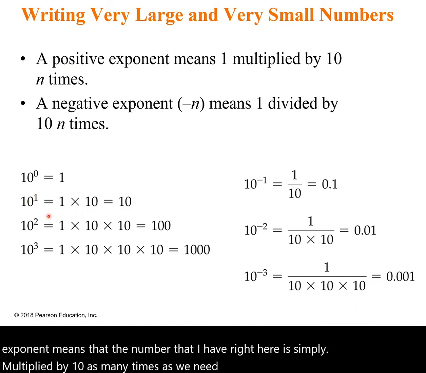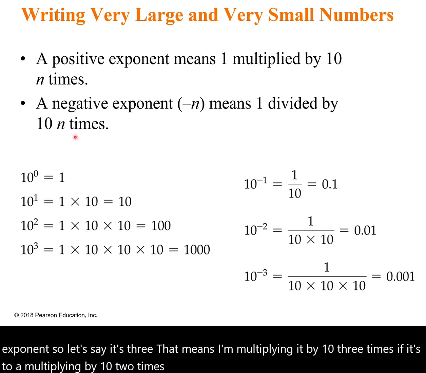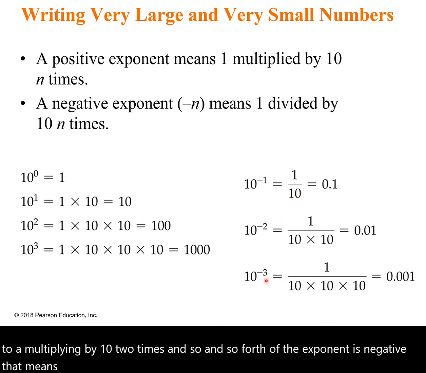So if I have a positive exponent, so let's say it's 3, that means I'm multiplying it by 10 3 times. If it's 2, I'm multiplying by 10 2 times, and so on and so forth. If the exponent is negative, that means I'm dividing by 10. So if it's negative 3, I'm dividing by 10 3 times, and so on and so forth.